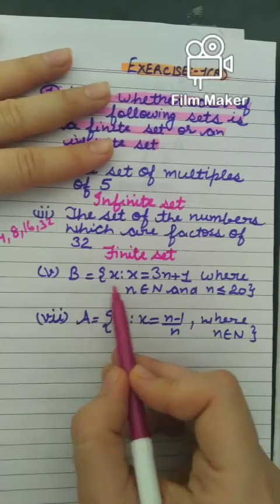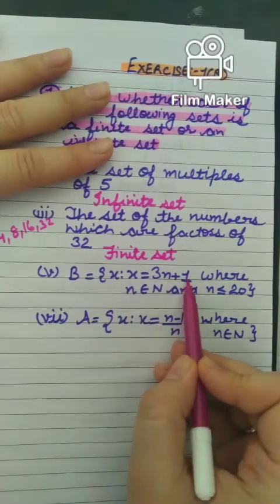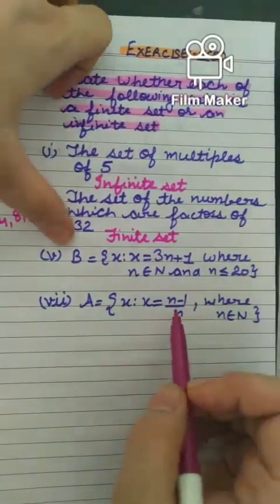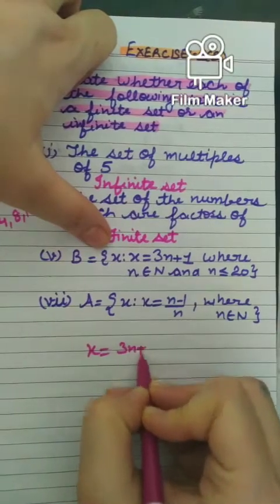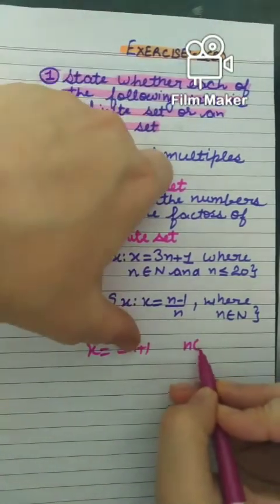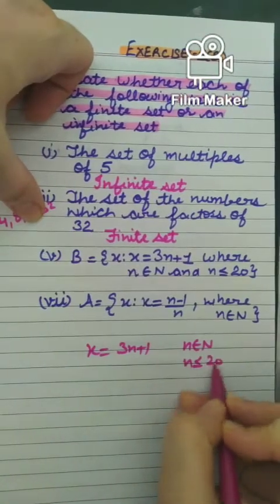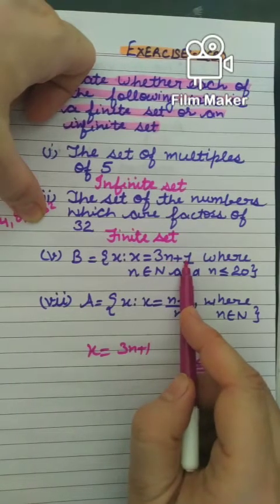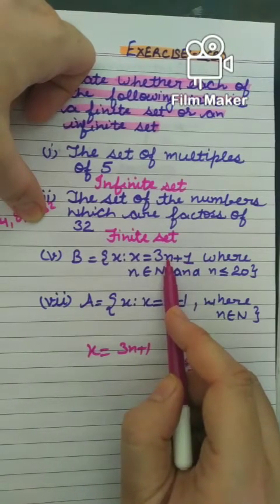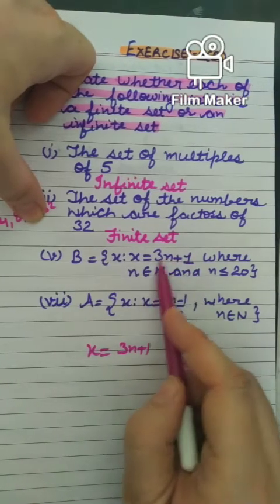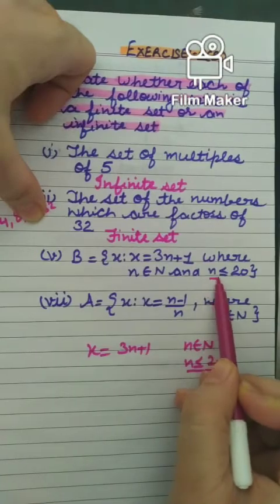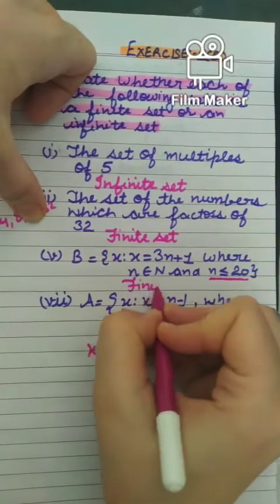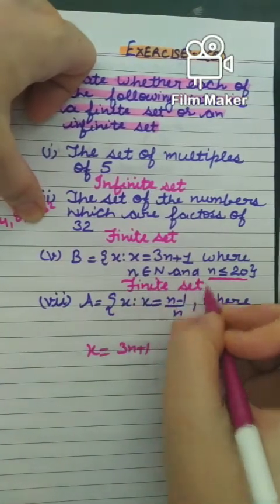Next is B is equal to {x such that x is equal to 3n plus 1, where n belongs to N and n is less than or equal to 20}. In this set they have given x is equal to 3n plus 1. Okay, these n are natural numbers, but they have given the value of n till 20, right? So if I put n is equal to 1, 3 into 1, 1 plus 1, I will get 3 plus 1, 4. If n is equal to 2, I will get the second number, third number, fourth number. So I will get 20 elements of this set because the value of n is till 20 only. So it is clearly visible this is a finite set, right?